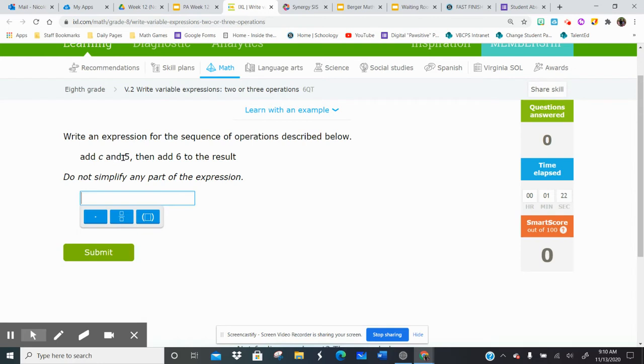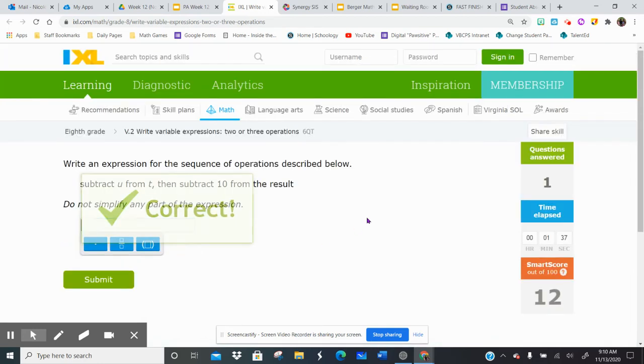Add C and 5, then add 6 to the result. So when I add C and 5, I'm going to group that together. When I write it, I'm going to do C plus 5, then I'm going to add 6 to the result, plus 6. Ta-da!